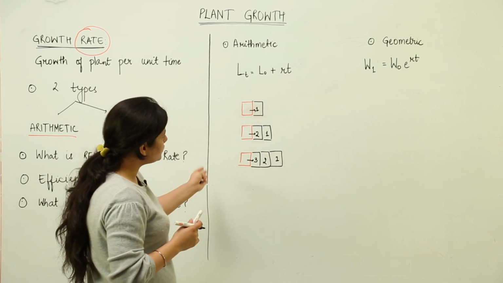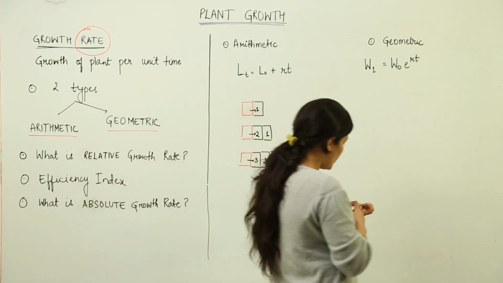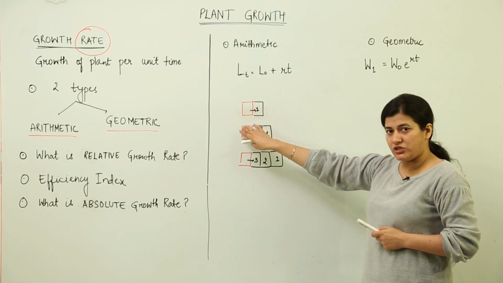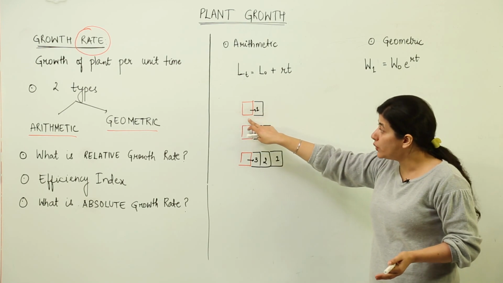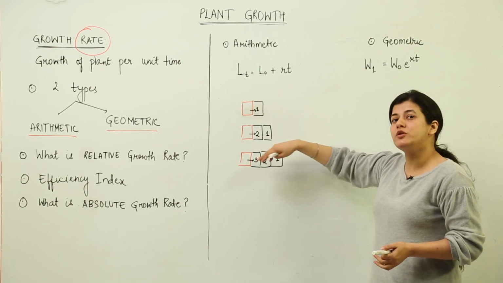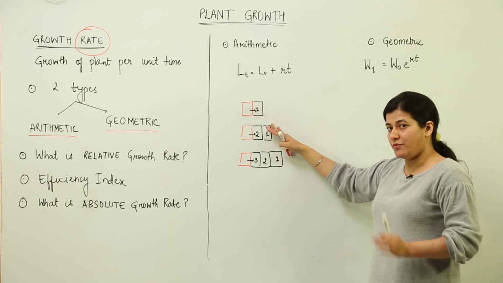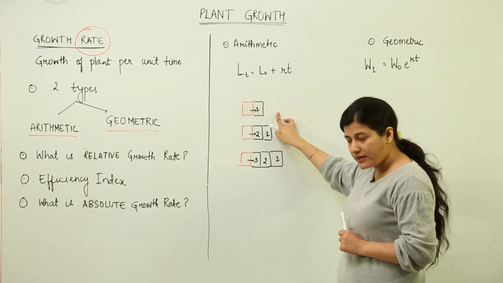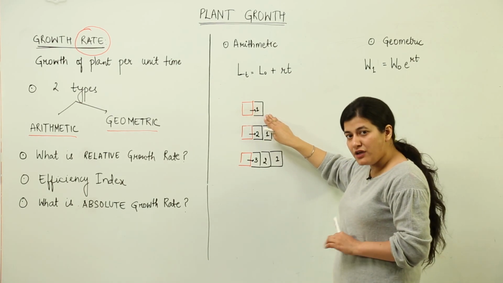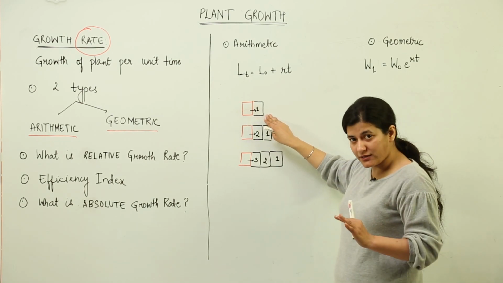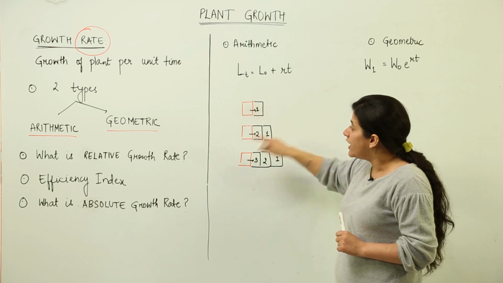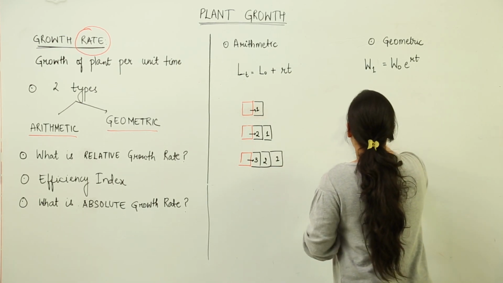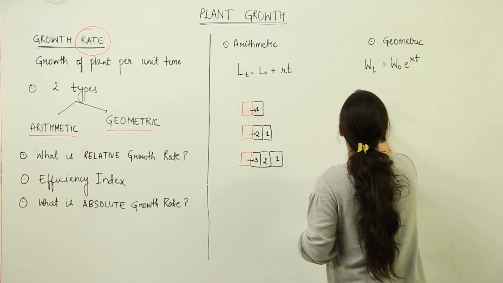Alright, when we come to the geometric growth, one thing would be different: the meristematic cell which has the ability to divide is not going to give rise to a cell which will not have the ability to divide. I am repeating, this meristematic cell in the arithmetic growth rate gave rise to a cell which did not have the ability to divide. That means it got differentiated.